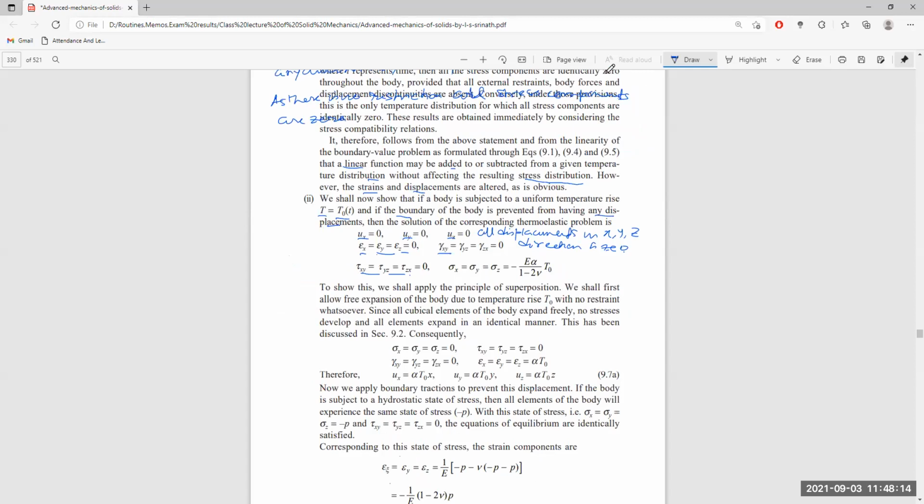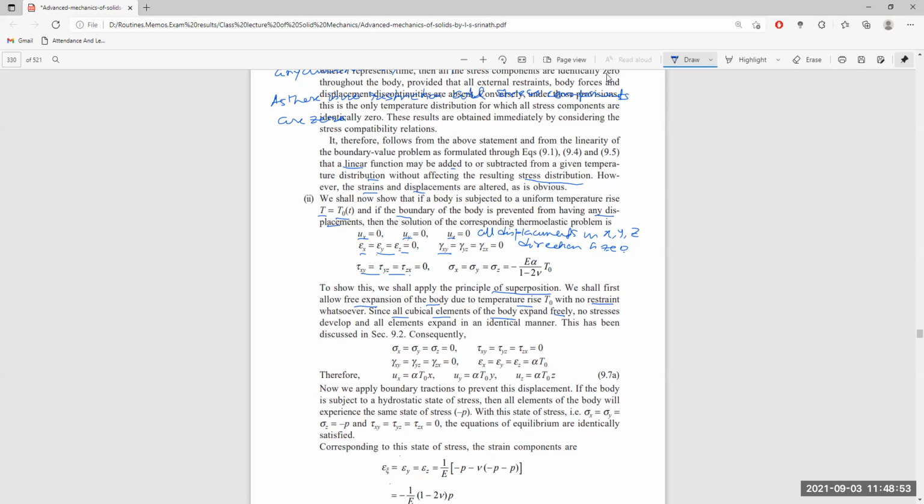Thus, what happens? We apply the principle of superposition, means we calculate the stresses or strains in each section and just add them together to get the final total strength of the body under consideration. First, we allow the free expansion of the body due to the temperature rise. So much strain will be created if there is no restriction. We take all cubical elements of the body to expand freely. So no stress is developed and all elements expand in an identical manner.